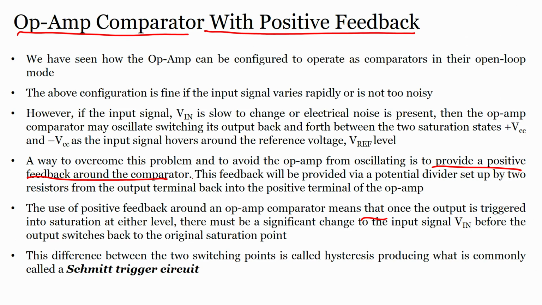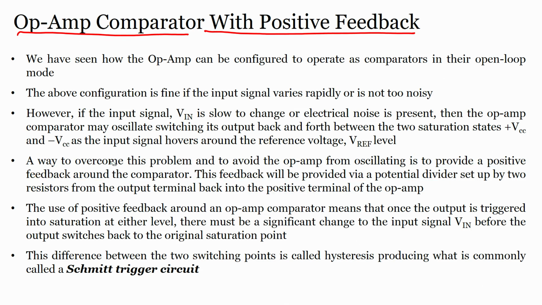This feedback will be provided via a potential divider. We will see the circuit set up by 2 resistors from the output terminal back into the positive terminal of the op amp. This is how we will provide the feedback. We will use a potential divider circuit, which you already know, with 2 resistors, and we will apply the voltage across the potential divider back to the positive terminal of the op amp, that is, back to the non-inverting terminal of the operational amplifier.